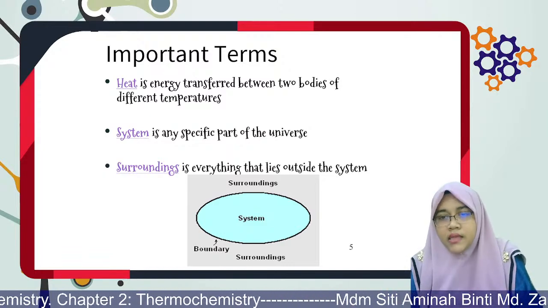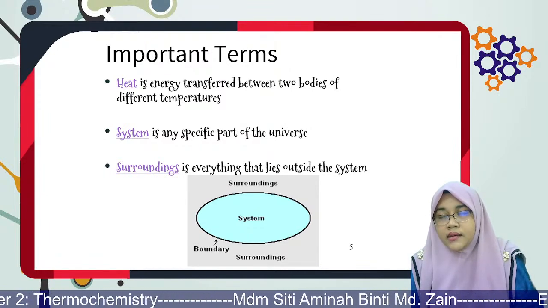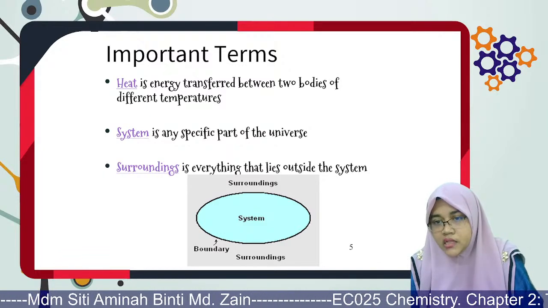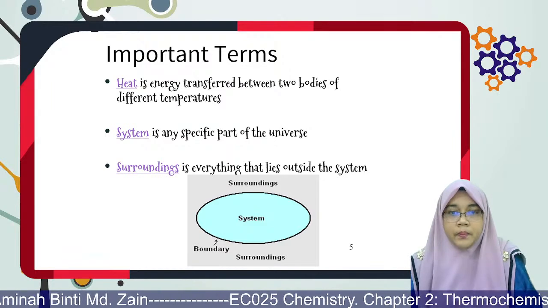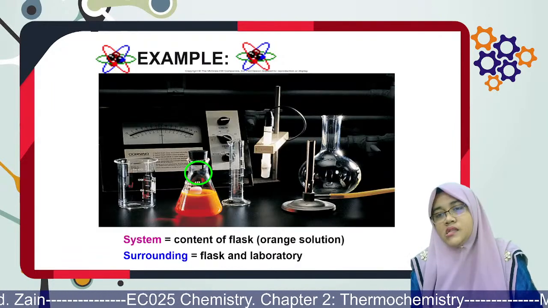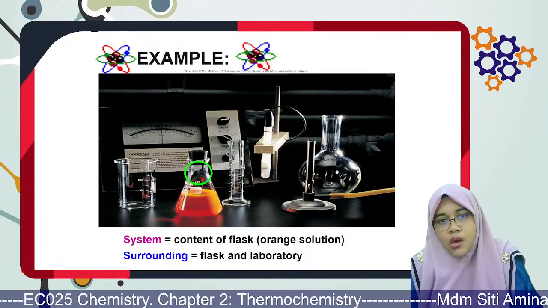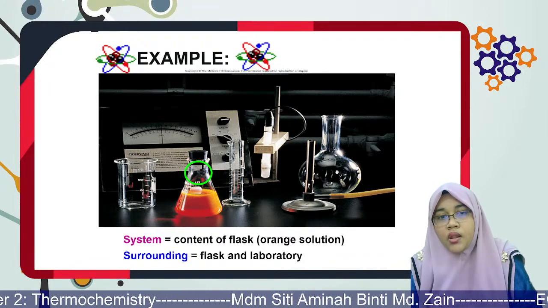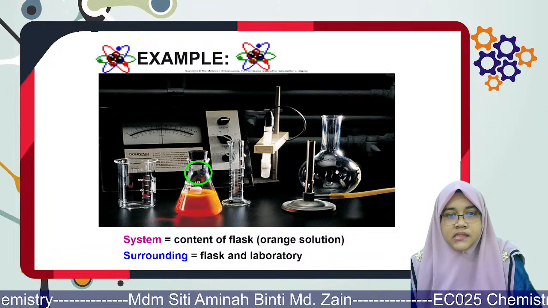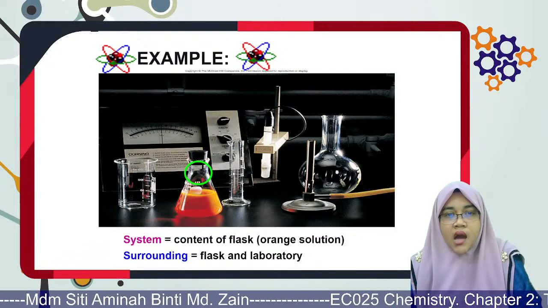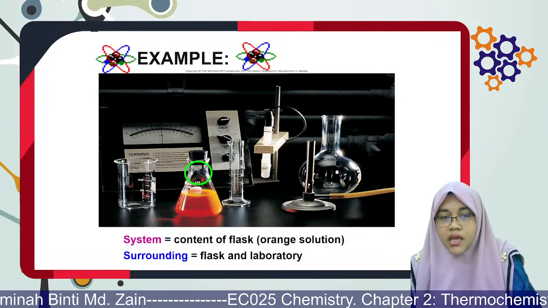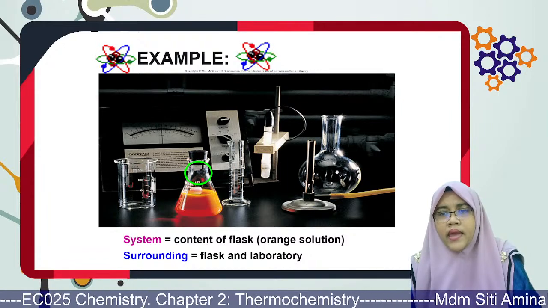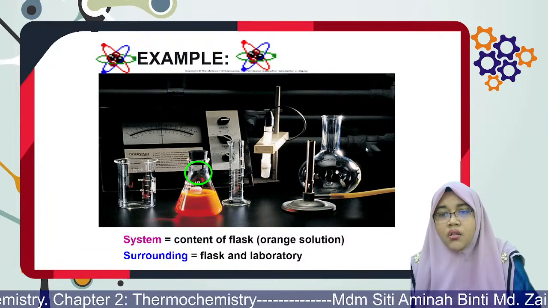And the most important is the heat, orang kata tenaga heat is terabadi, meaning that whatever heat is released will be equal to the heat absorbed. Okay, this is the example. Here we have an orange solution in a flask, which we call the system, and everything that lies outside the system is called the surrounding, including the container, the flask, the laboratory, and whatsoever.